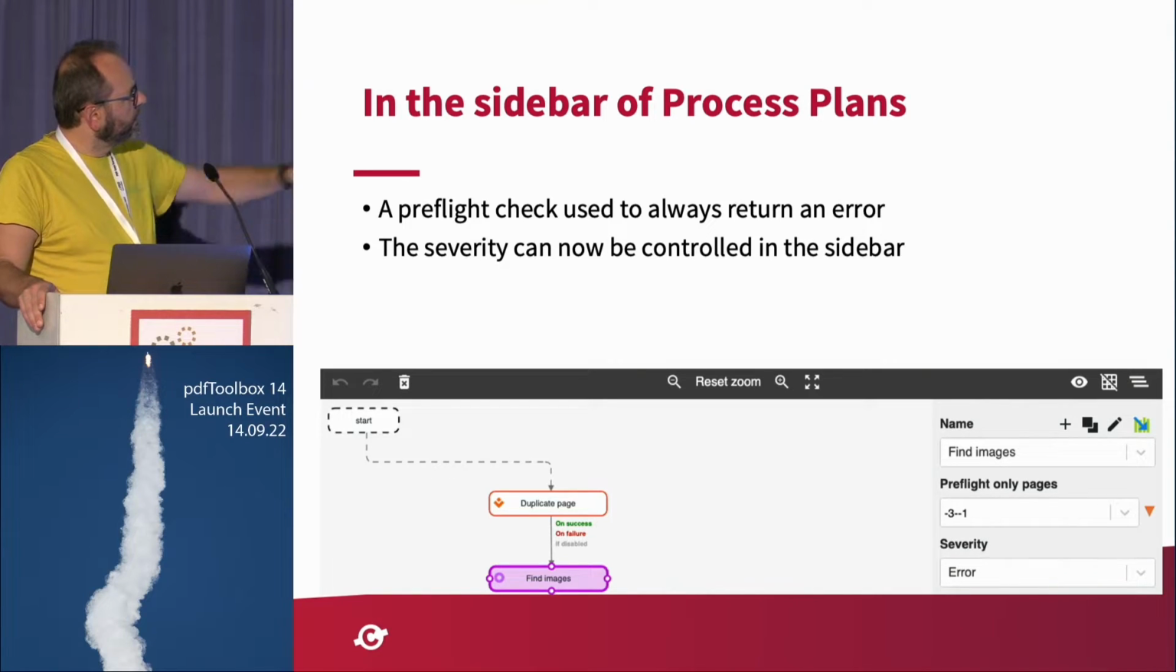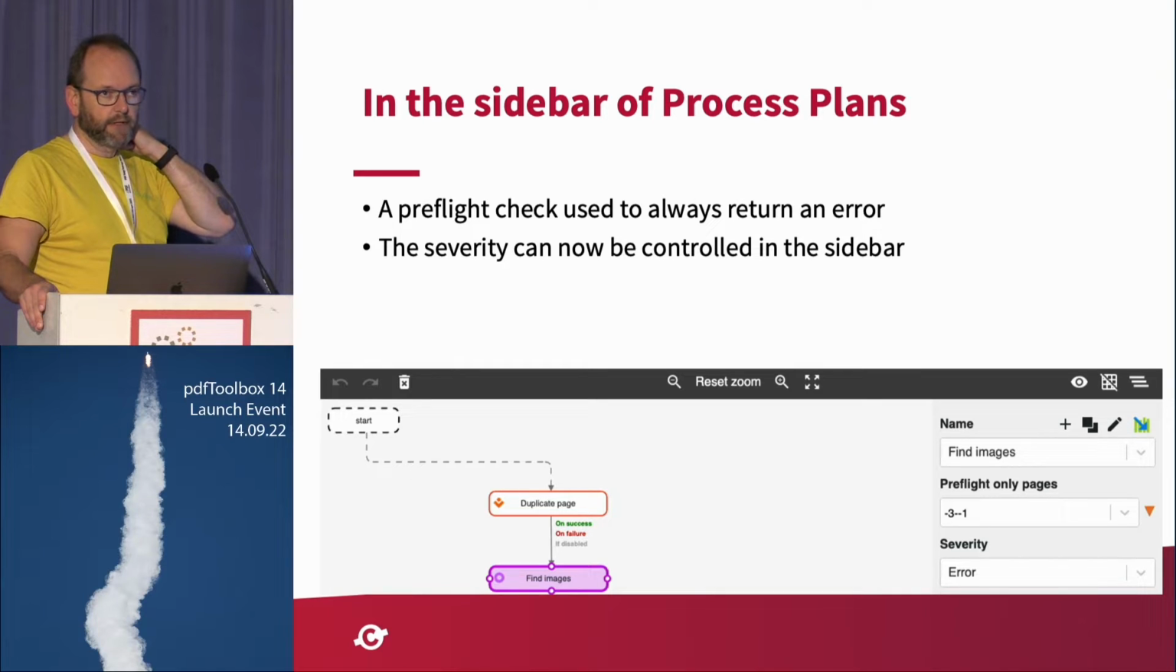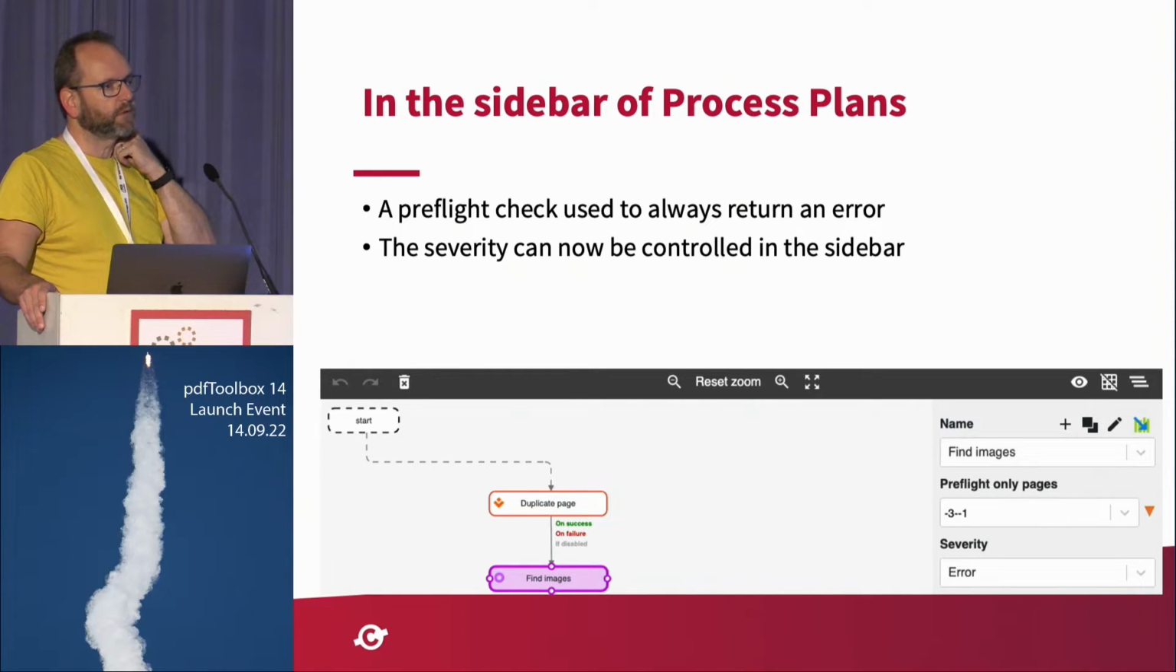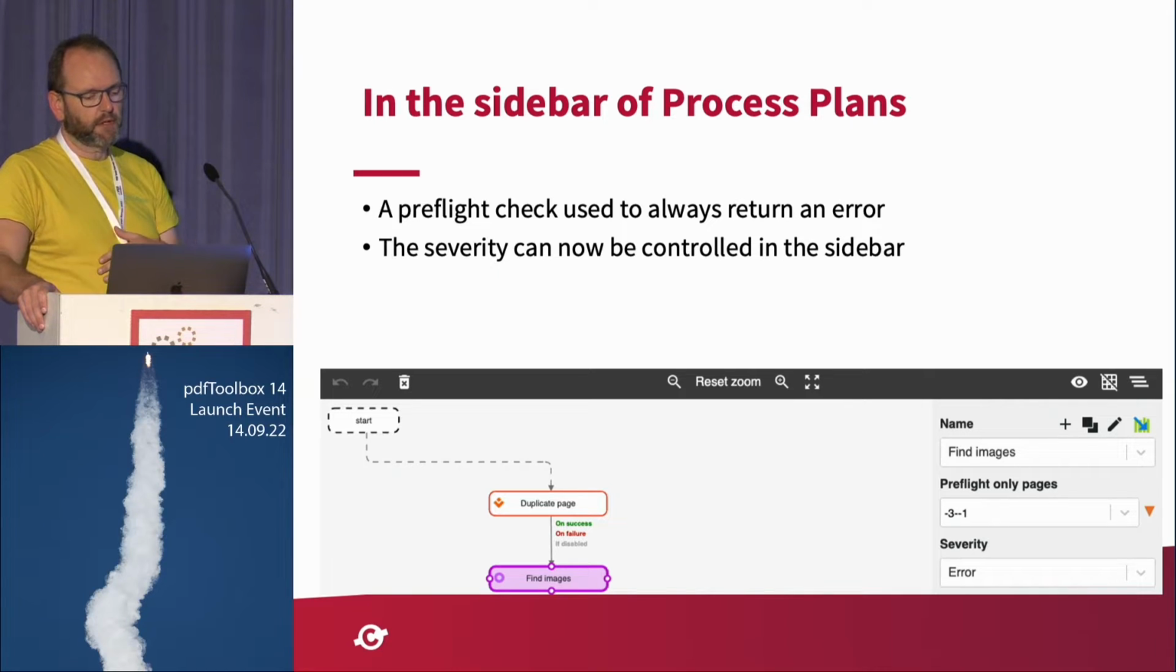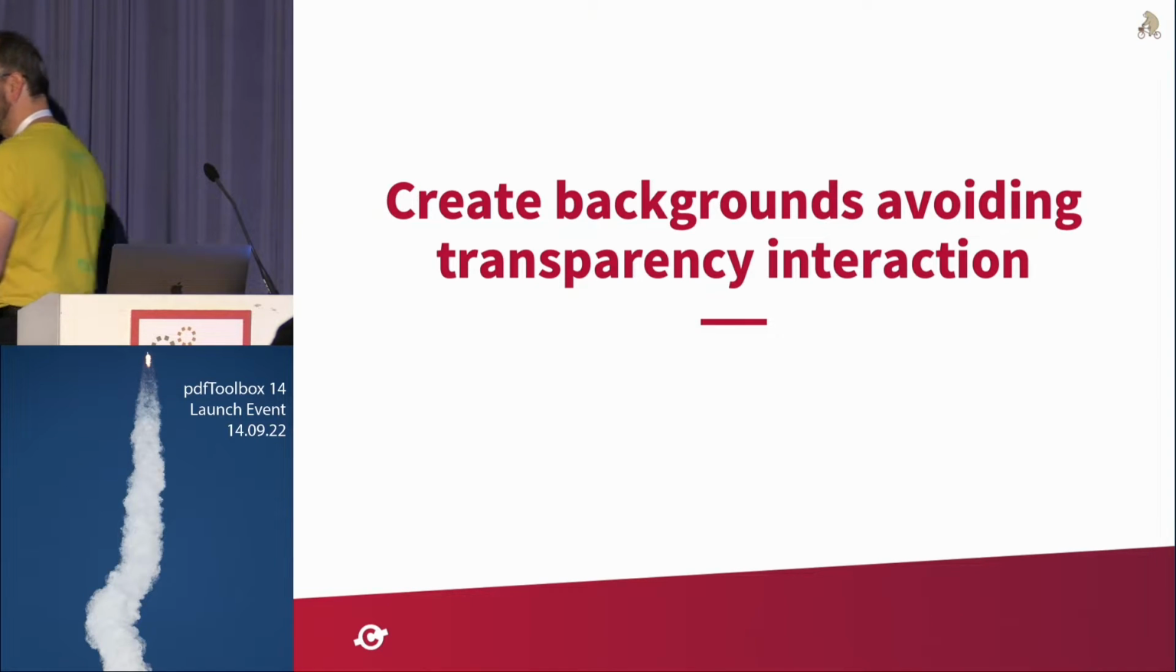And now in the same area on the right-hand side, where you can also play with this page range, you can see an additional new property called Severity, and that allows you to determine what the result is going to be. So if you want to generate a process plan that in the last step generates a warning instead of an error, you can do that now by just making sure that the severity of that check is correct.